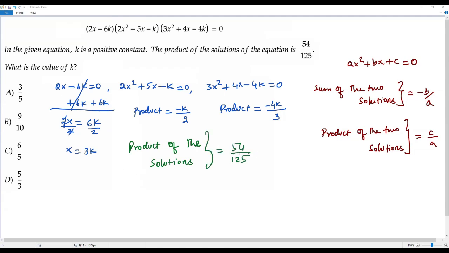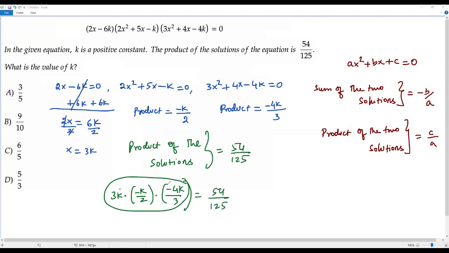Now to get the product of all the 5 solutions, we have to multiply all the 5 solutions. The first solution is 3k, and for the next 2 solutions we already have the product. We can write this as negative k over 2, times, for the next 2 solutions, the product negative 4k over 3, equals 54 over 125. Here we have the product of all the 5 solutions of the given equation: one solution is 3k, this is the product of the next 2 solutions, and this is the product of the next 2 solutions.